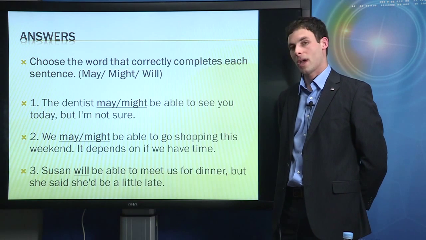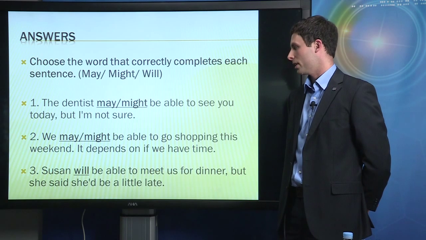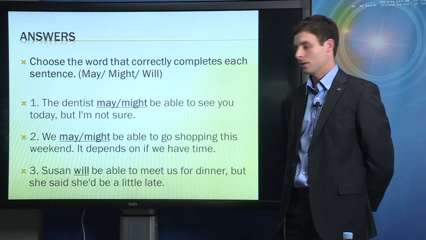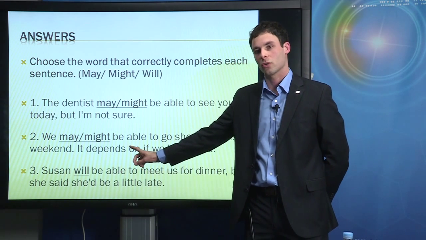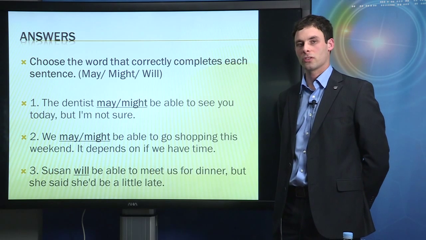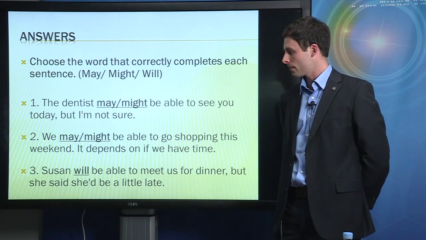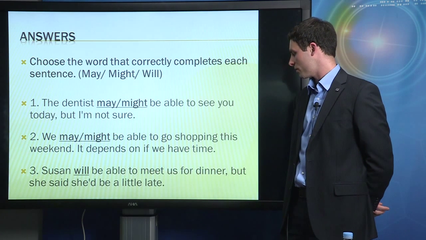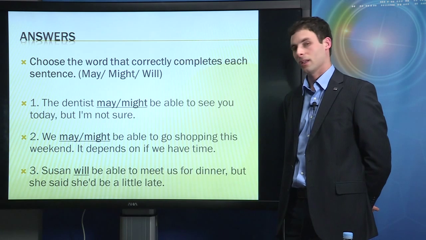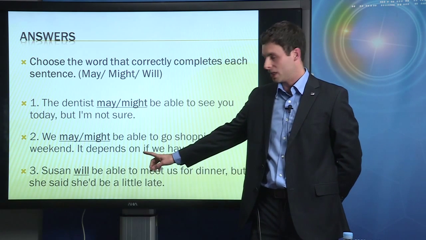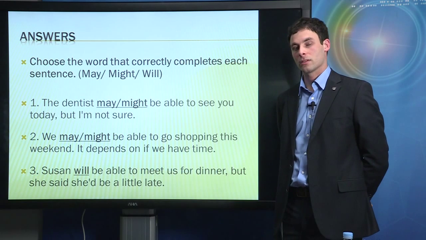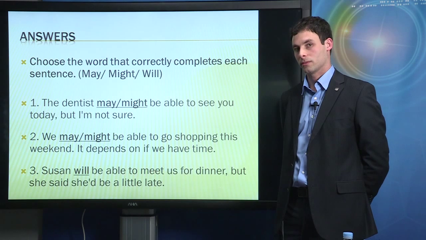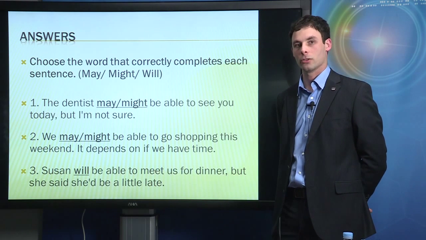We may or might be able to go shopping this weekend. It depends if we have time. So depends shows the possibility, not the certainty or conclusion. In the third example, Susan will be able to meet us for dinner, but she said she'd be a little late. Will is being used here because the meeting has been confirmed. So it's possible. Future, conclusion.